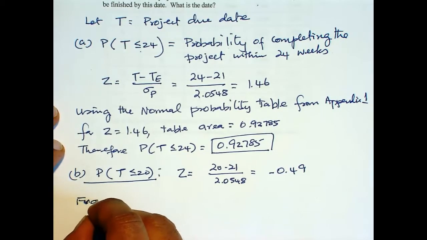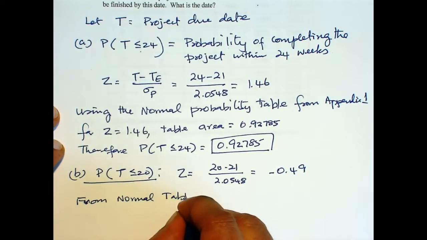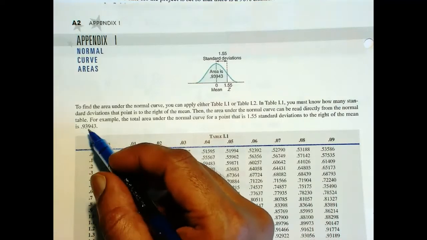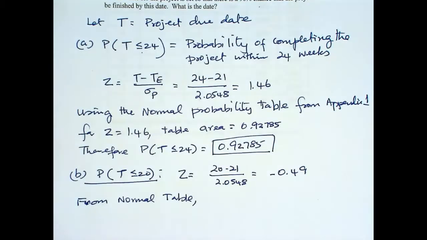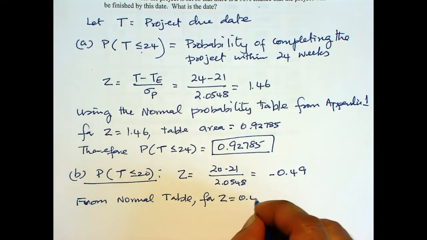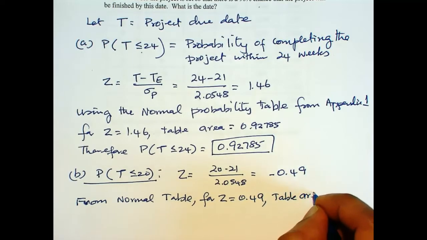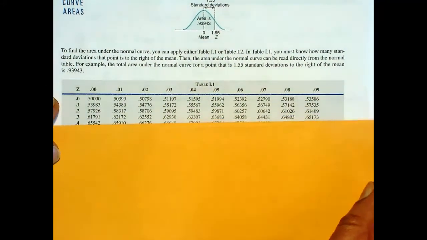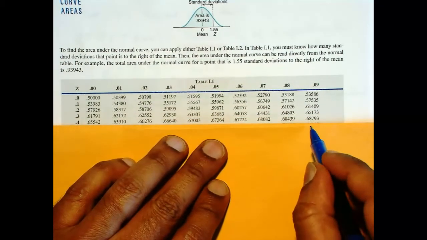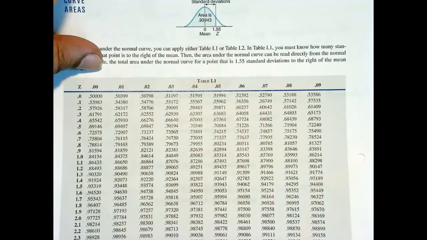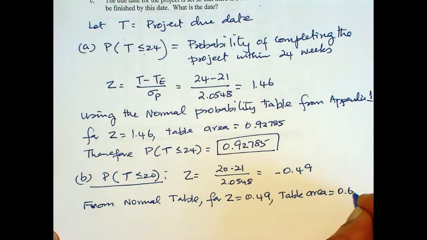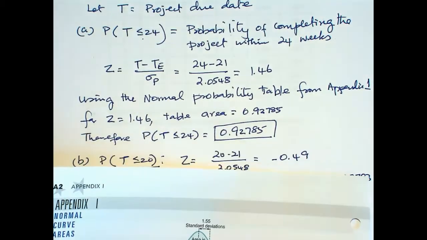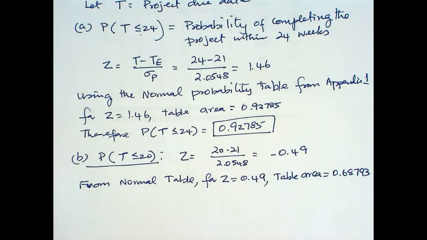Now from the normal table, okay, so now if you go to the normal table, you see that negative Z is not listed. So we have to drop the negative sign. So for Z equal to 0.49, table area is 0.68793. But we dropped the negative sign, so we actually got this tail area instead of that area. So now we have to correct for that.